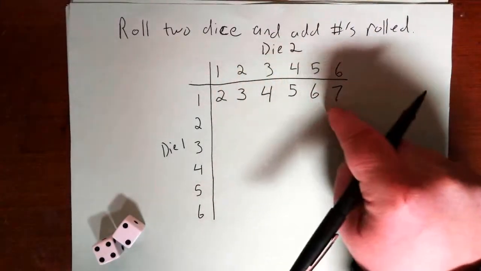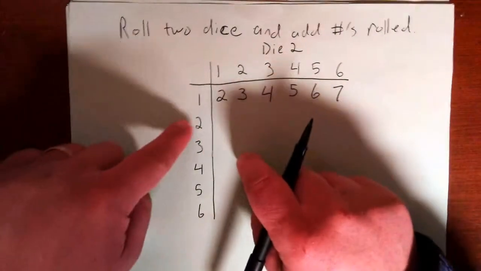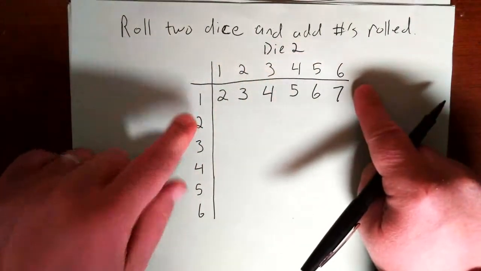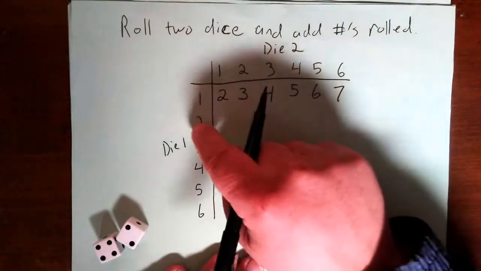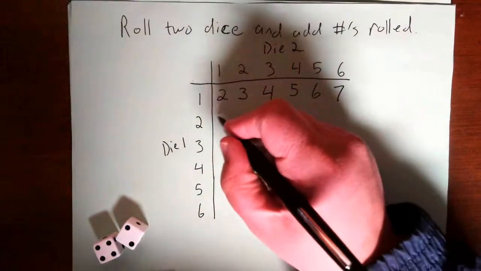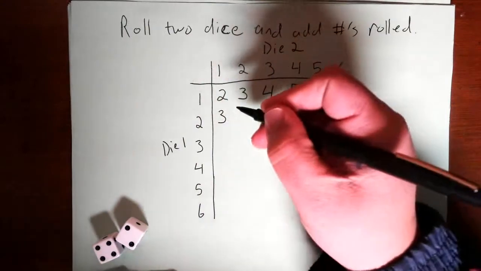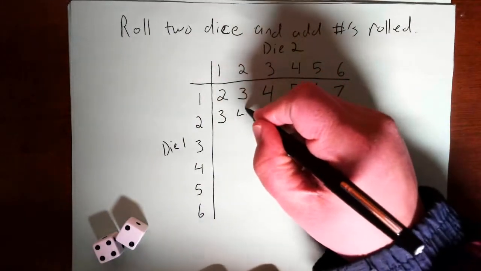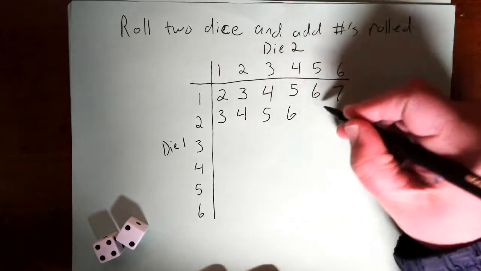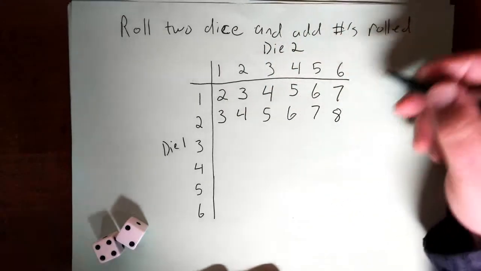So these would be all the different sums I could get if I rolled a 1 on the first dice and a 1, 2, 3, 4, 5, 6 on the second dice. Okay? So then if I rolled a 2 on the first dice and then a 1, I would get a 3 here. And this would be a 4, a 2 and a 2. A 2 and a 3 would be 5. This would be 6, 7, and 8.